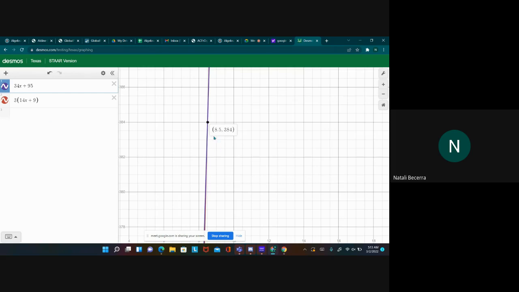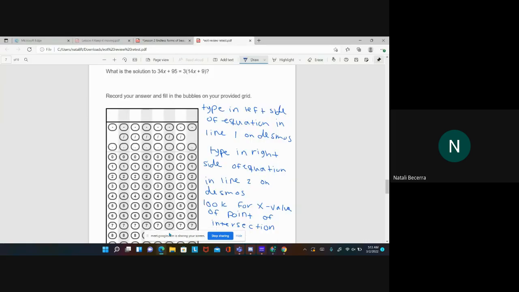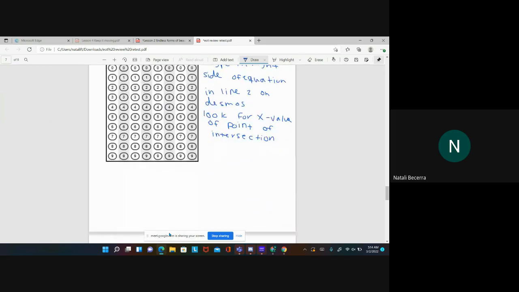So the x value here is 8.5. That's my answer. I get a lot of questions about where you put the 8.5. You could put it anywhere on here, okay? So let's do here, 8.5, and make sure you bubble it in, right? That's how you do that one.